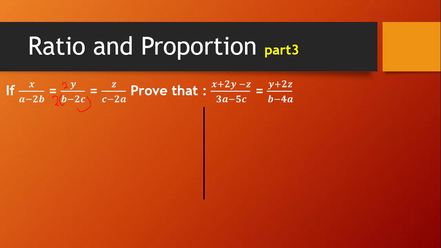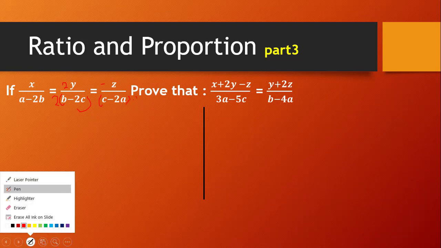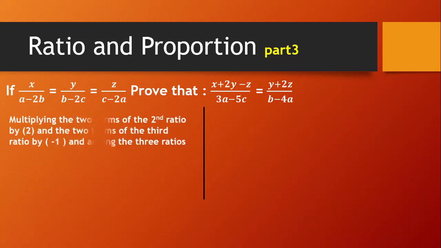Okay, z here I have negative z, so I multiply up and down by negative 1. And here also I multiply by negative 1. Okay, after multiplying I'll add them together. So now we have here x over a minus 2b, as it is. Here I multiply by 2 up and down, 2y over 2b minus 4c, 2 times 2 is 4. And here I'll multiply by negative 1. It will be negative z over negative c plus 2a.